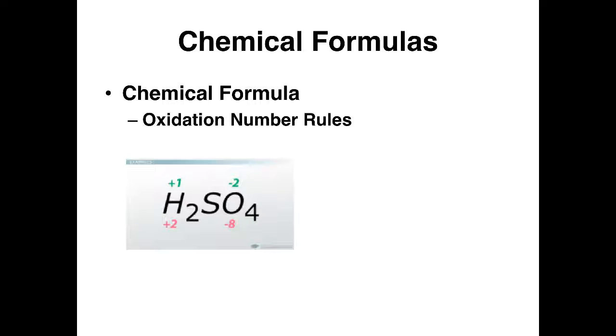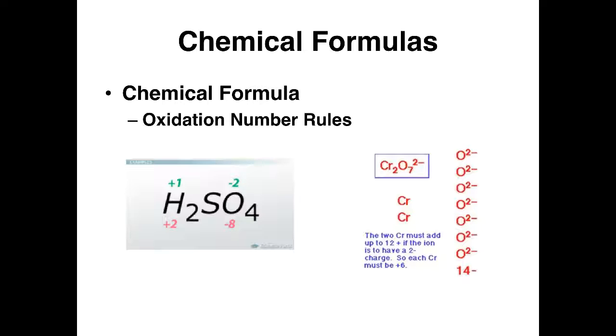So here's an example of how you would go about determining an oxidation number. I said that hydrogen is usually +1 when bonded with nonmetals, and sulfur and oxygen are almost always nonmetals. And so hydrogen is +1. Oxygen is always -2. And so you end up with the total here, 2 times +1 is +2, 4 times -2 is -8. Now the other rule states that the sum of the oxidation numbers of this compound has to be 0. So what would sulfur have to be in order for that to be 0?